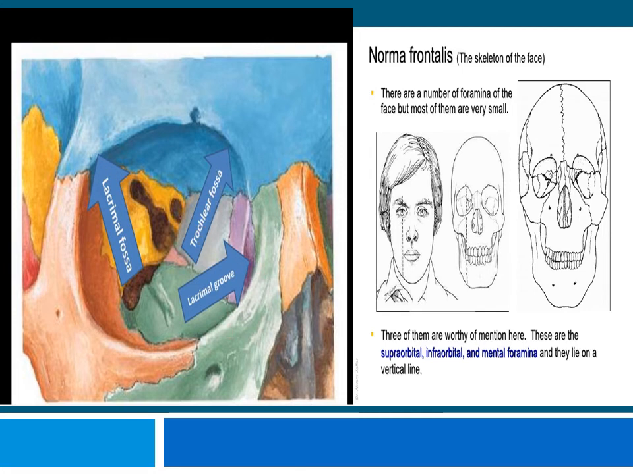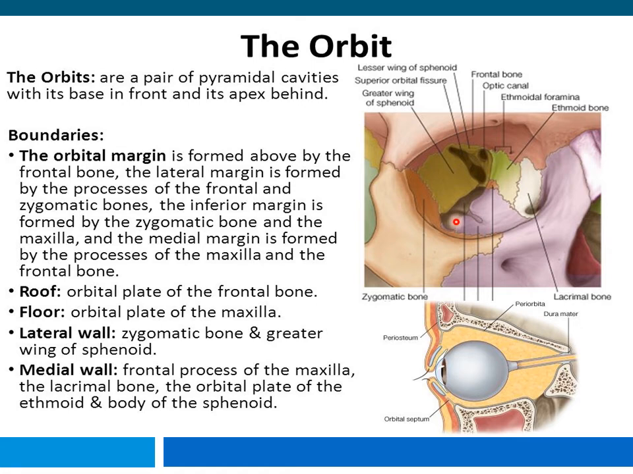Dear students, let us discuss the orbit, which is one of the features in the frontal view of the skull. We shall see the boundaries of the orbit, the base and the apex of the orbit, the various foramina present in the orbit, and the bones forming its boundaries. The orbits are a pair of pyramidal cavities with the base in front, and the apex lies posteriorly. So each orbit is pyramid-shaped.